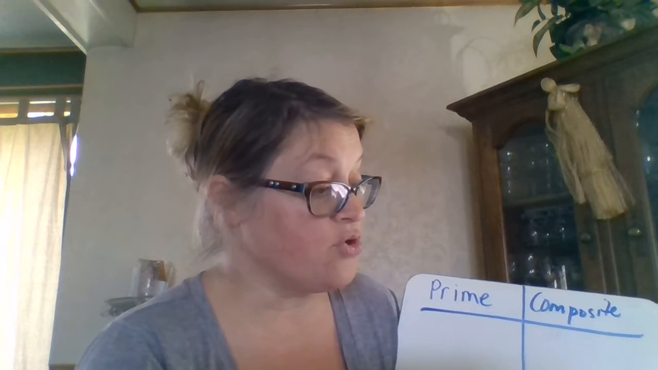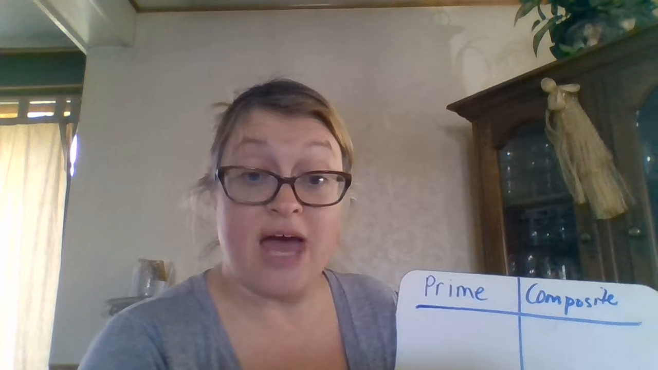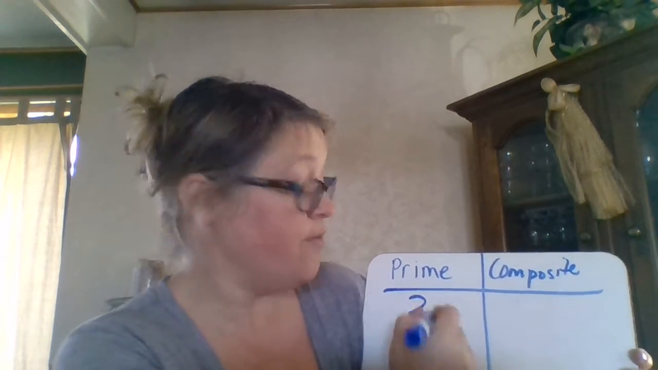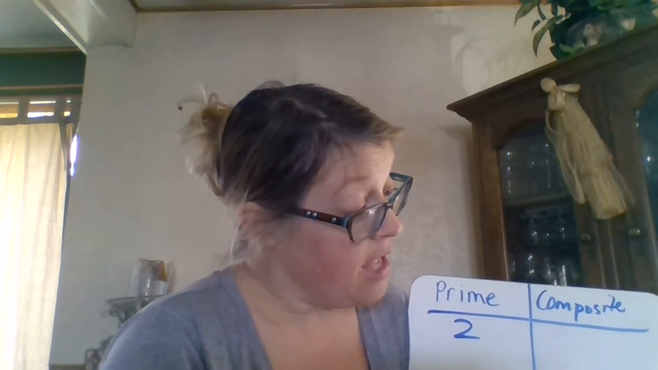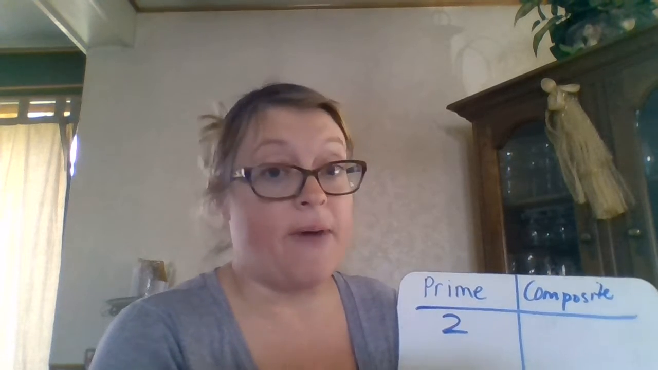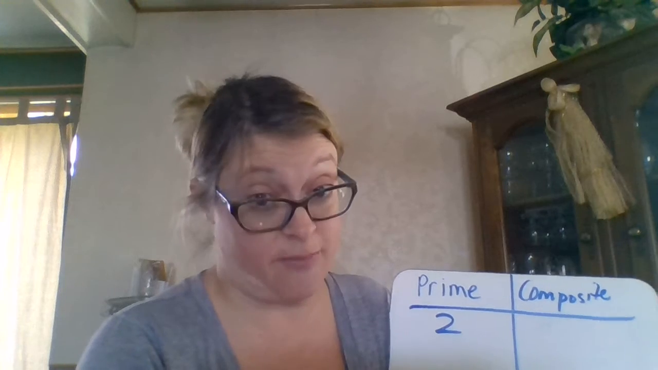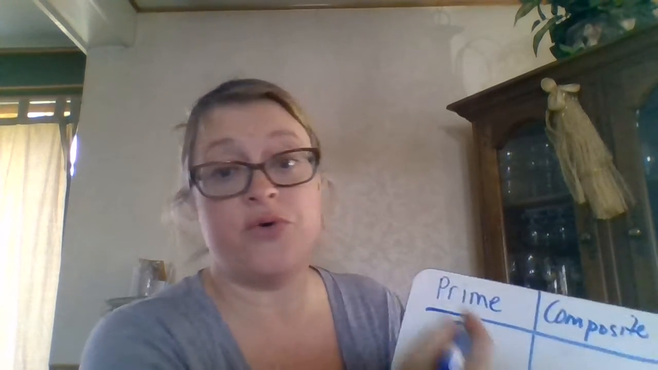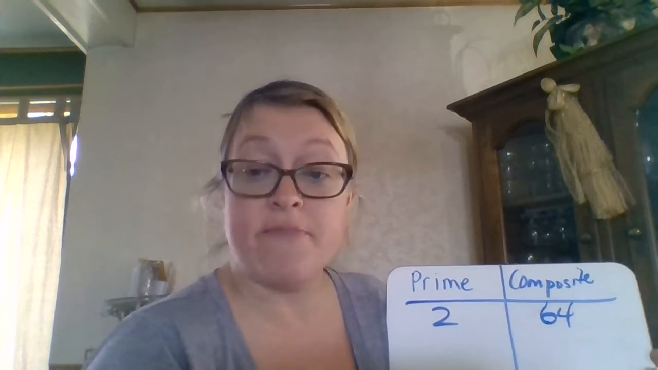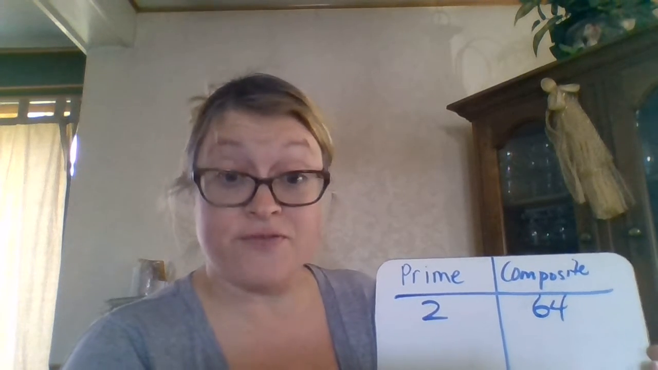Okay, so let's do the number 2. If we're going to make the number 2, you can only do that with 1 times 2. There's no other way to make 2 when you're multiplying. So 2 is a prime number. 64. Now, obviously, you could do 1 times 64, but it's an even number, so we know that we can do at least 2 times something, which would be 2 times 32. So right there, you have more than one set of factors. 64 is composite.